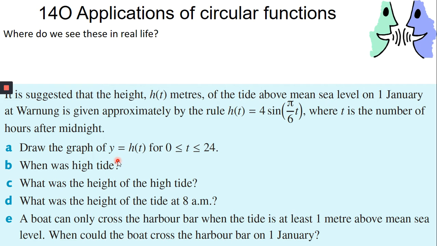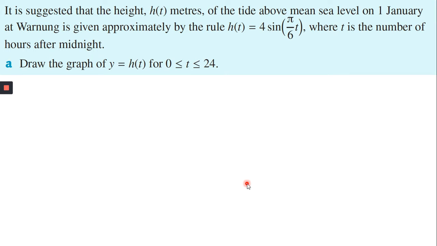When was high tide? What is the height of high tide? What was the height of the tide at 8 a.m.? And an interesting one at the end: a boat can only cross the harbour when the tide is at least 1 metre above sea level. A big boat. When can the boat cross the harbour on that particular day? So if you're a fisherman, these are the sort of things that you need to know, don't you? Or else you're going to get stuck.